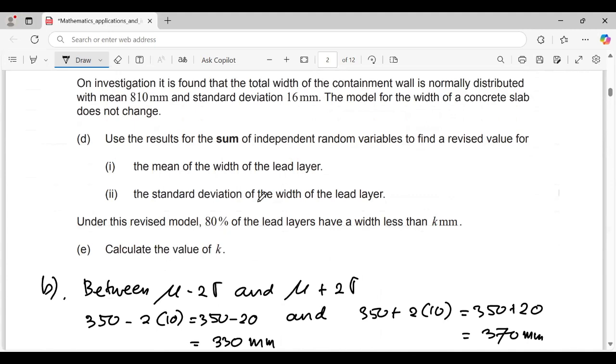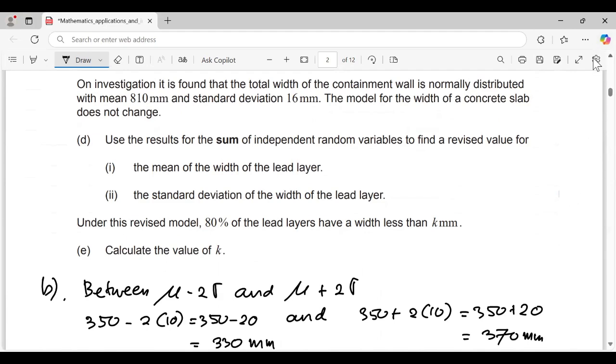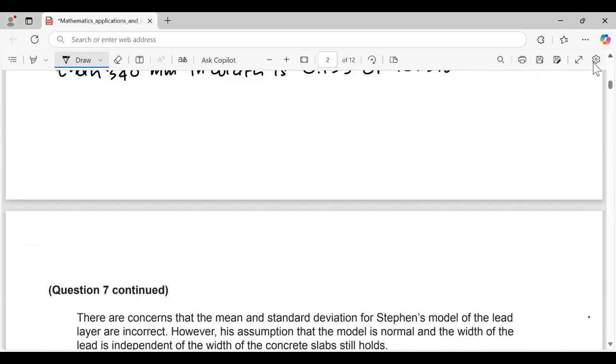The standard deviation of the width of the lead layer, this is the mean and standard deviation already, and the mean also already. Right. Next. Oh, sorry, not D. Still C.